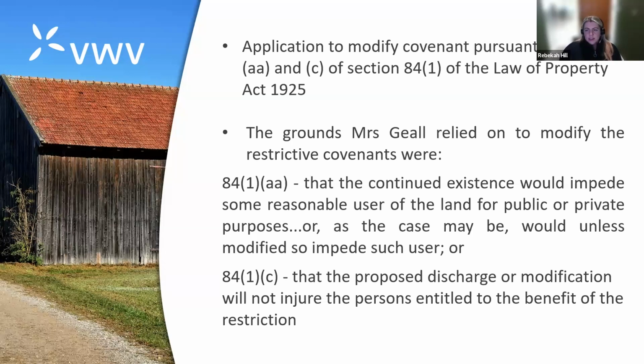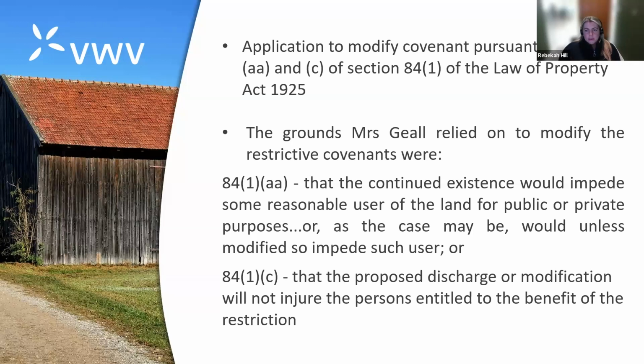It was agreed that the value of the estate with the benefit of the covenants was 2.6 million, and the proposed development would have a diminishing effect on the value in the region of 2.5% or £65,000.